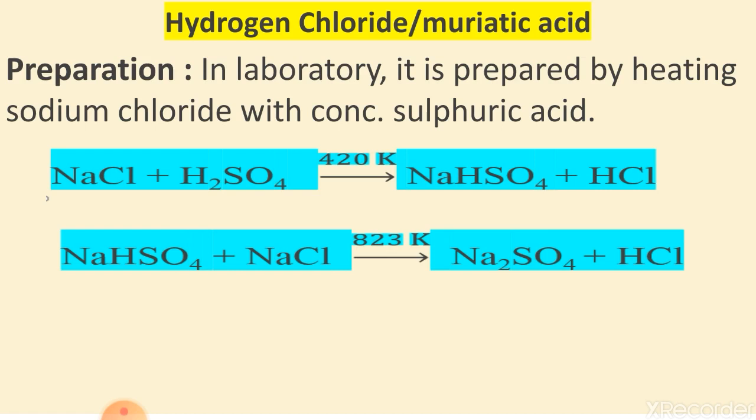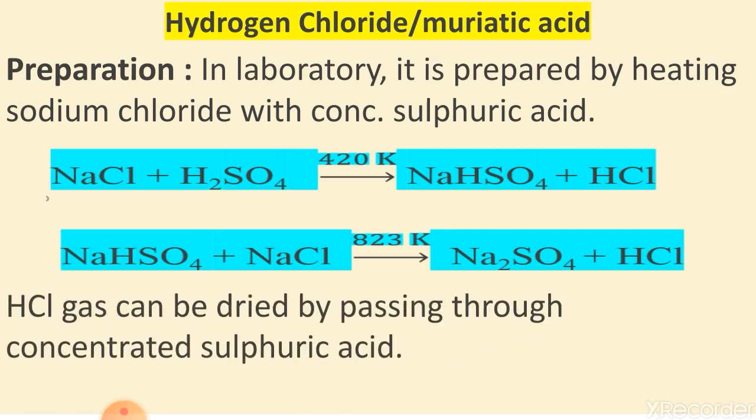So now look at the reaction: NaCl plus H2SO4 at 420 Kelvin will produce NaHSO4, which is an acidic salt. That's why this method is known as the salt cake method. Now in the second step, NaHSO4 reacts with NaCl, that is rock salt, at 823 Kelvin. This will produce Na2SO4 plus HCl. The Na2SO4 as a byproduct was sold mostly for paper making.